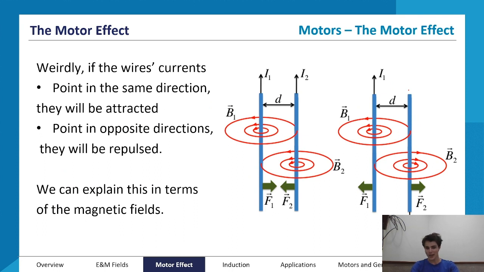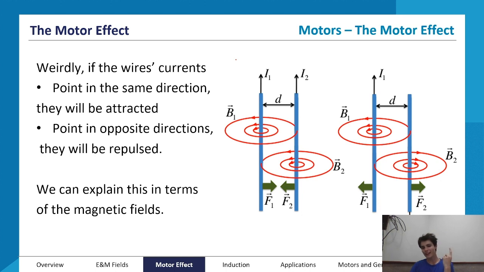Now, one of the weird things that happens with parallel wires is that normally, what we experience is that if two things are opposite to each other, they're going to attract, whereas if two things are the same, they're going to repel each other.